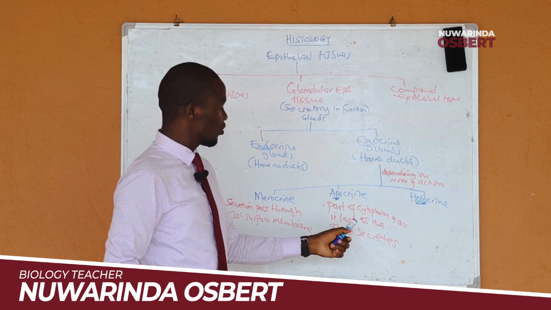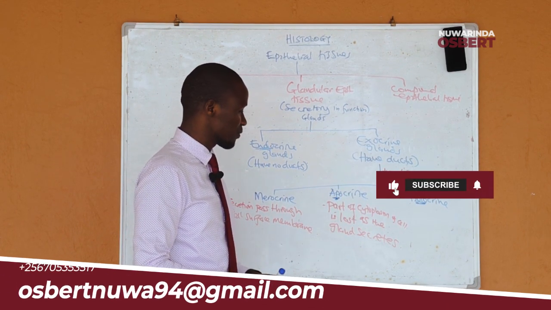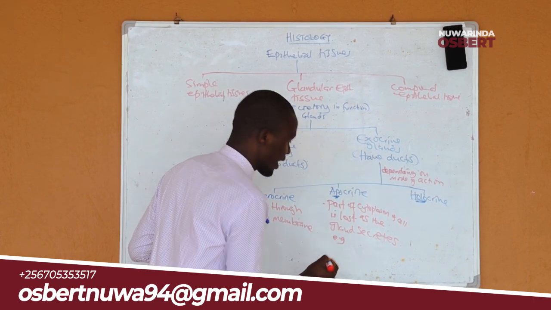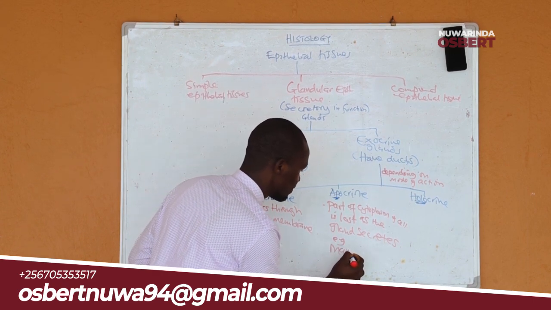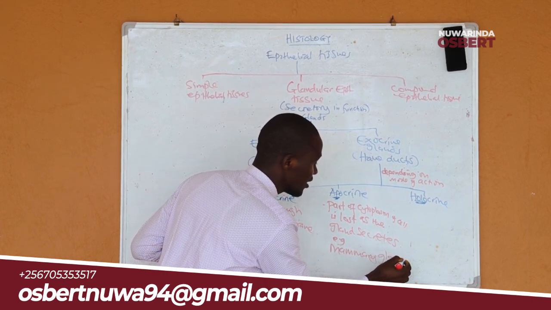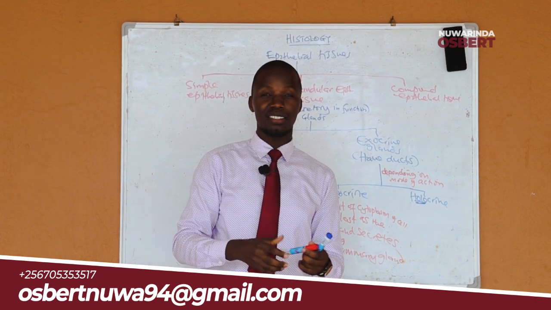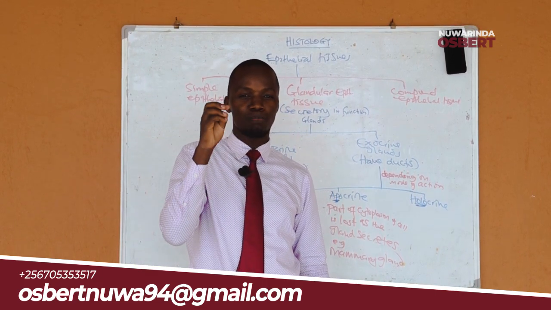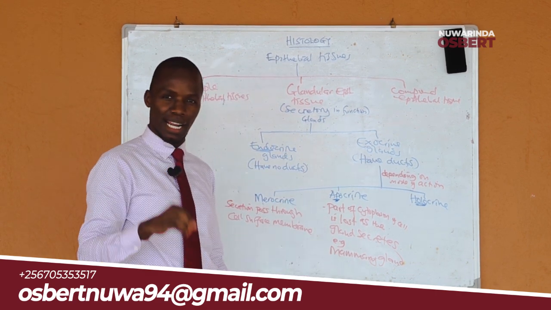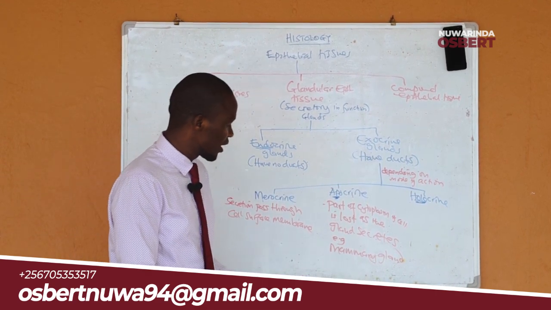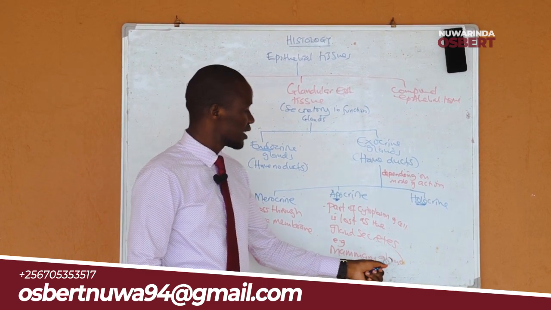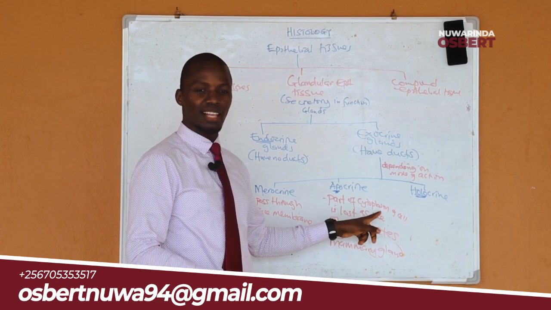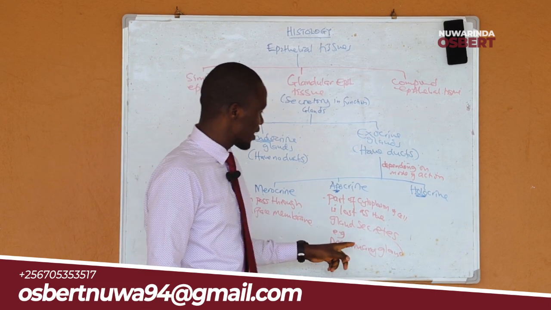A very good example under apocrine, where part of the cytoplasm is lost, is the mammary gland. As the kid is sucking milk from the breast of the mother, the milk that is coming out is part of the cytoplasm of a cell within the mammary gland that is secreting at that particular moment. So the mammary gland, during the process of secreting, loses part of its cytoplasm as it secretes the milk. That's why it's under apocrine.